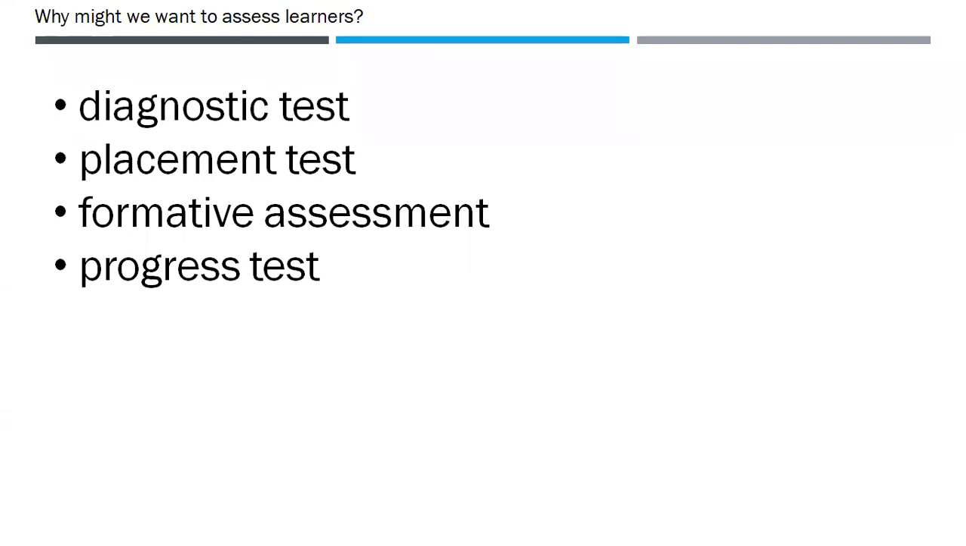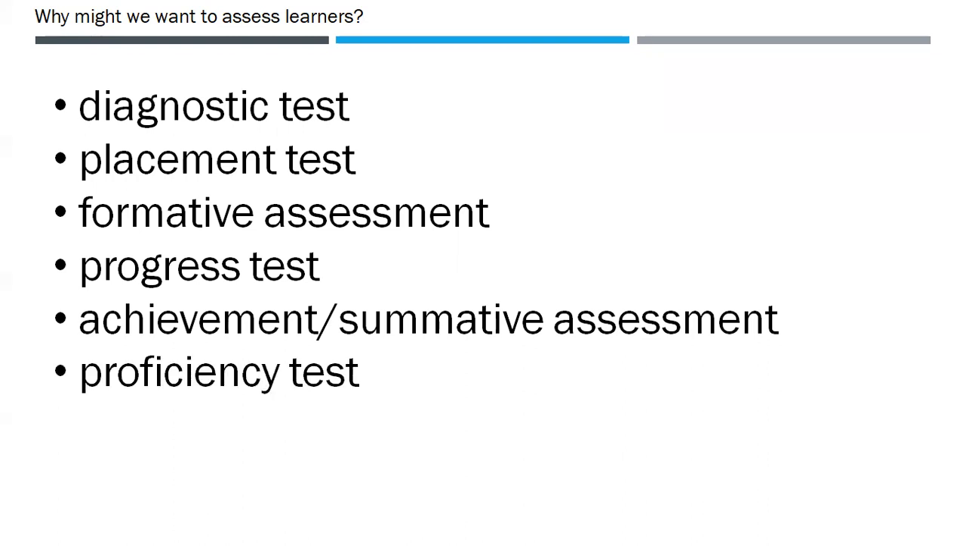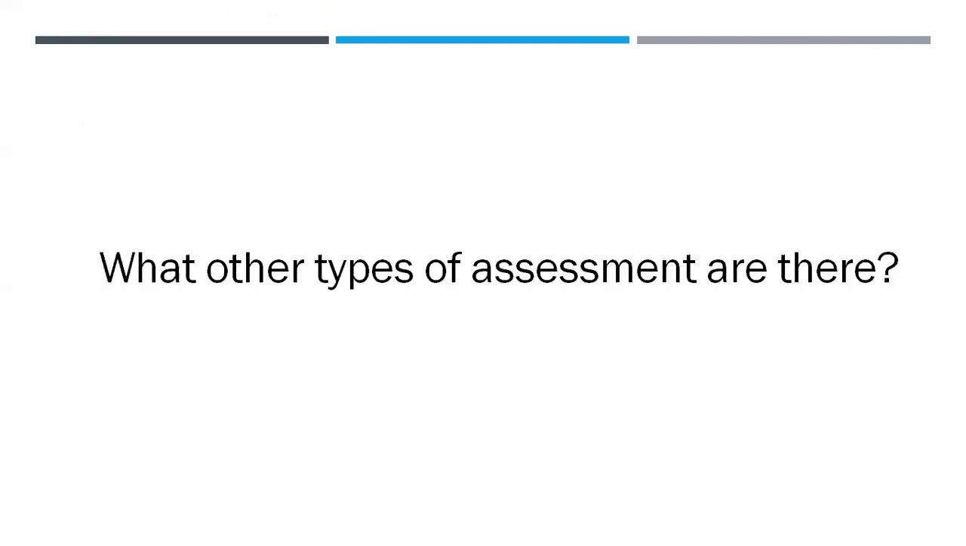At the end of a term, of course, we may assess learners to see how well they have learned the contents of the whole course. This kind of assessment is called achievement or summative testing. Learners usually receive a score or mark from this kind of testing and sometimes feedback on their performance. Sometimes learners take tests to see how good they are at the language, and this kind of test is called a proficiency test. The contents of the test are not based on a course or syllabus that the learner has followed.